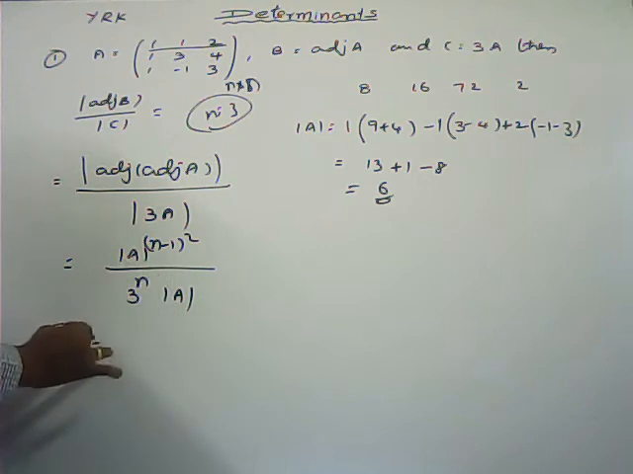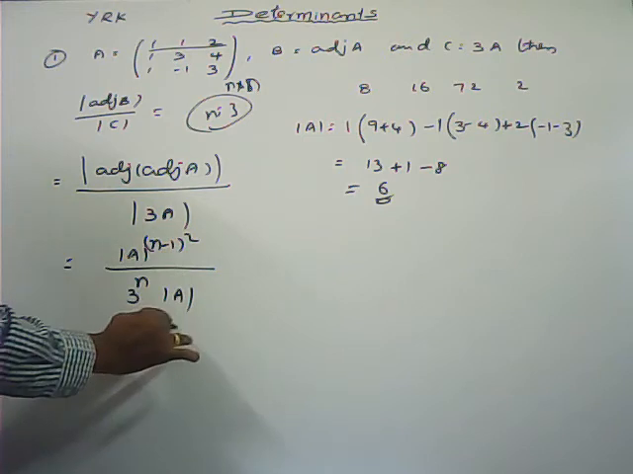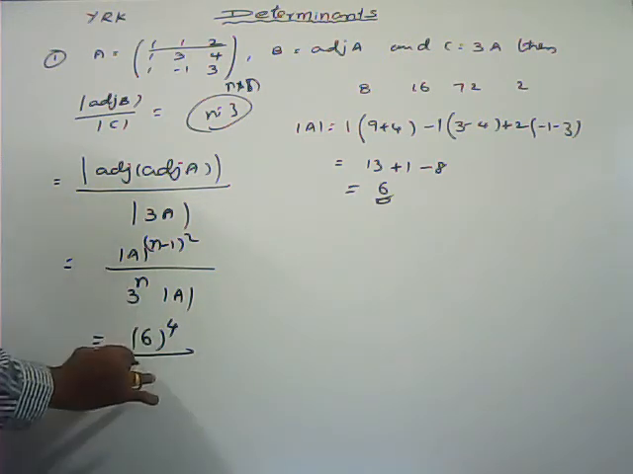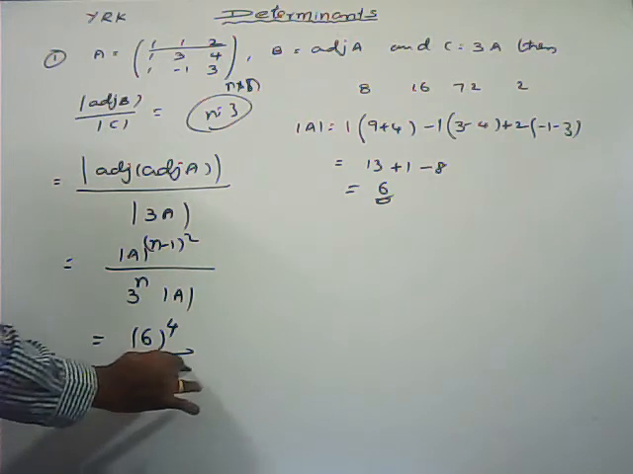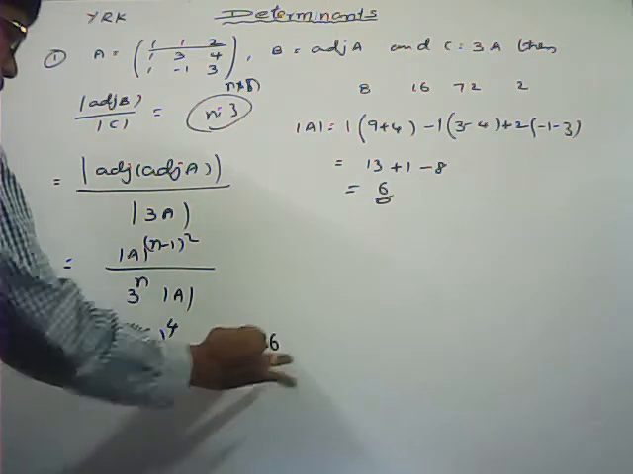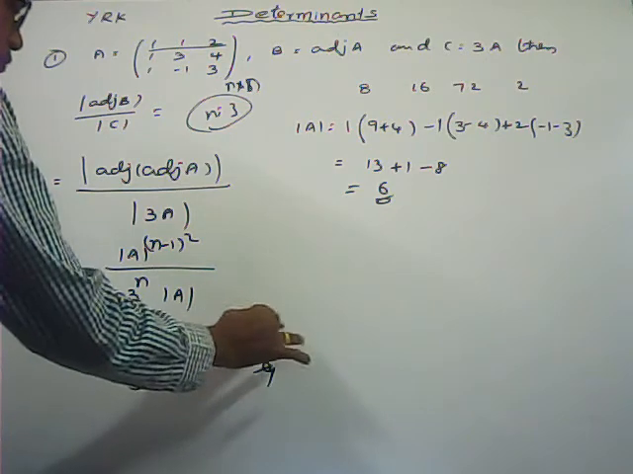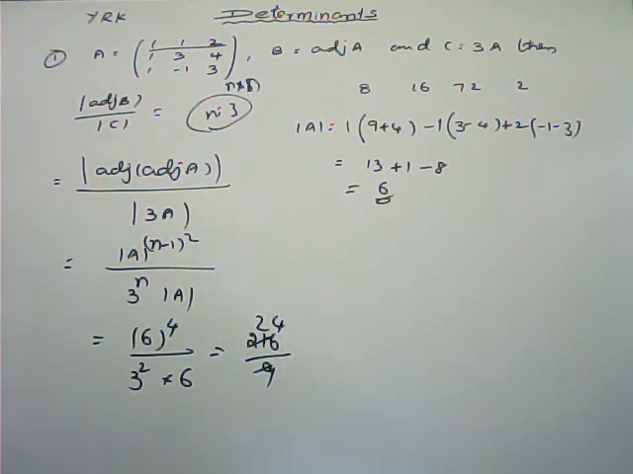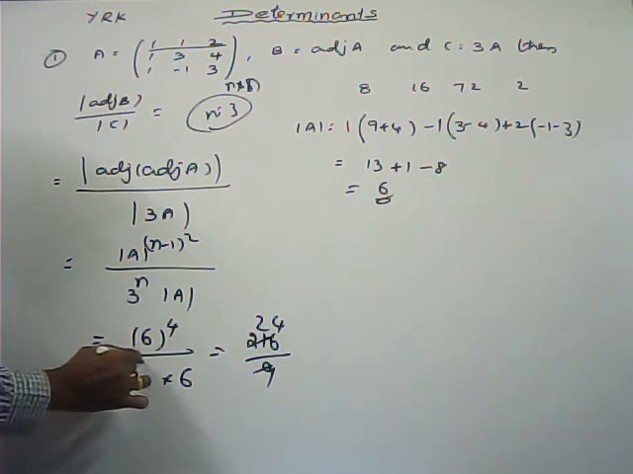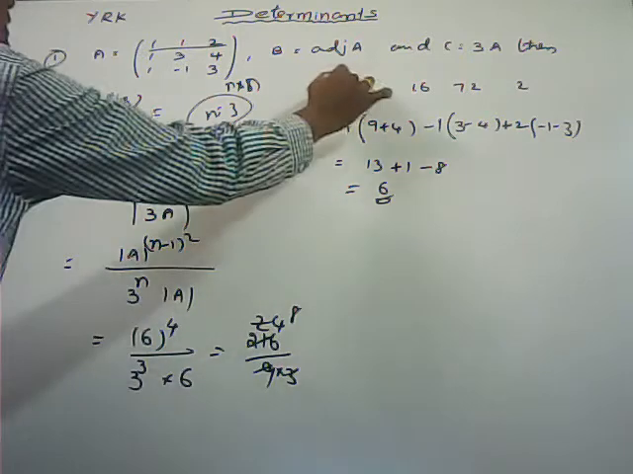So det A we got 6, power n equals to 3, 3 minus 1, 2, 2 square 4, upon 3 power, this is 2 into det A, that is 6, that is equal to 6 power 4 by 6, that is 6 cube, that is 216 by 9. 9 2 are 18, 9 4 are 36, 24 is the answer. Sir, here order of the square matrix is 3, so one more 3 is there. 3 8 are 24, so the correct option is the one with 24.